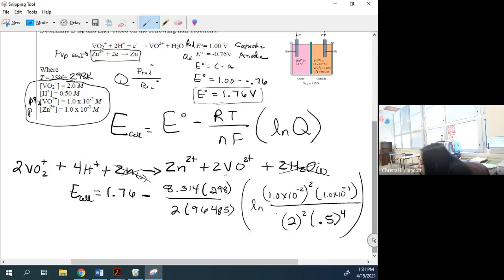Once you're done with that, then you need to find the natural log of this. You need to multiply all of this stuff out. Then you need to subtract that whole blasted thing from 1.76 to figure out E cell. See if you can come up with 1.89 on your calculator. I didn't the first time, and then I realized, banged my head, I didn't take the natural log of that reaction quotient. Had to go back and do the thing again. And that's a long string of numbers to put in a calculator, let me tell you.